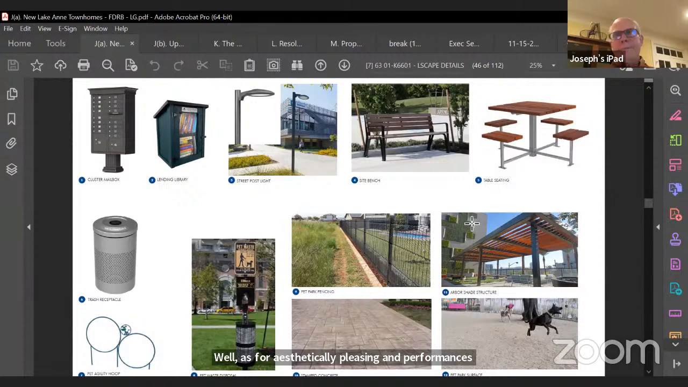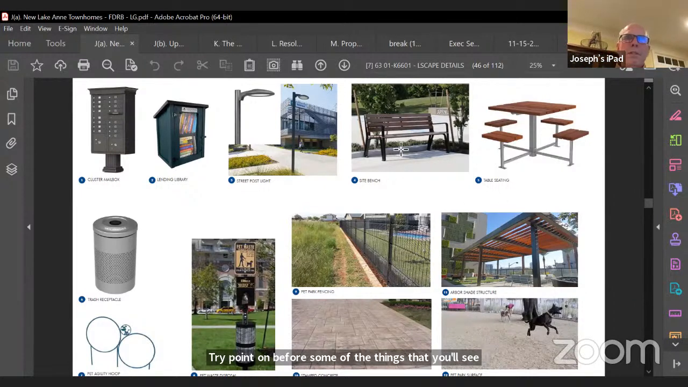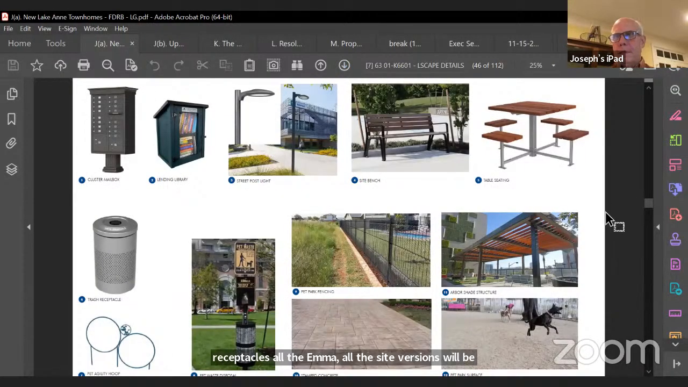Some of the things that you'll see: dog park and so forth, which we have a gravel type surface there, and maybe a hoop or two for them to go into, dog stations, trash receptacles. All the site furnishings will be fixed, such as the picnic table as well as the benches. And we have a shade structure that is also programmed beside one of the units themselves. That is not the design. It just shows you a very simplistic contemporary design that would be placed adjacent to the townhouse on the plan. Next.